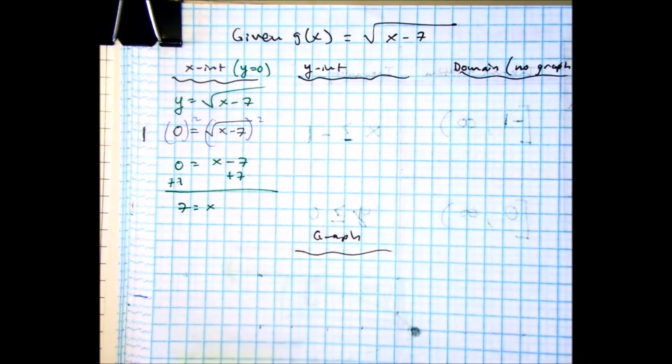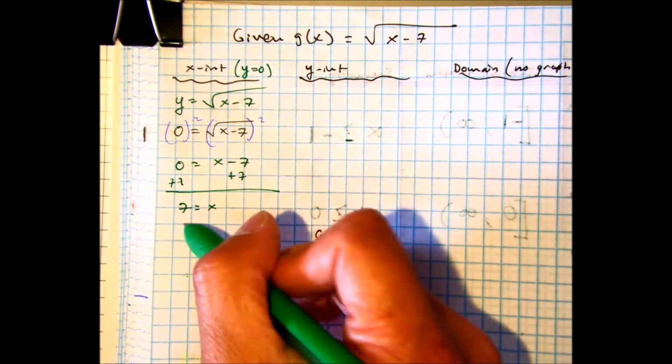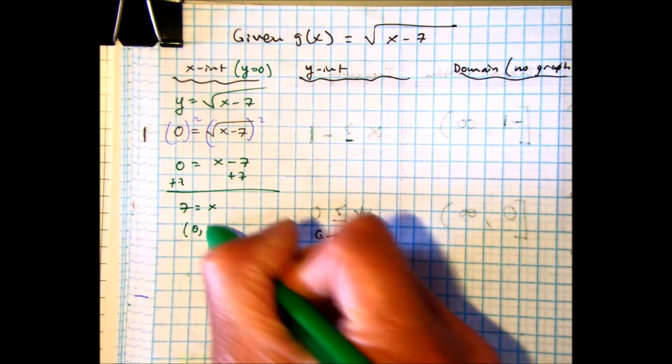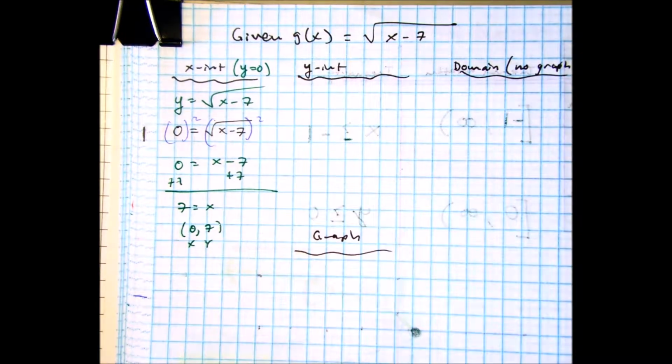Give me an ordered pair. 7, 0. That's an x, that's a y. Raise your hand if you got that. Good job, Marisol.